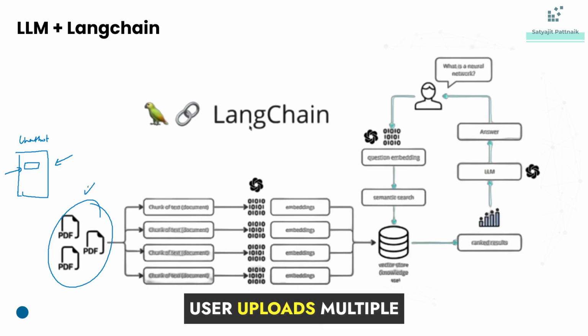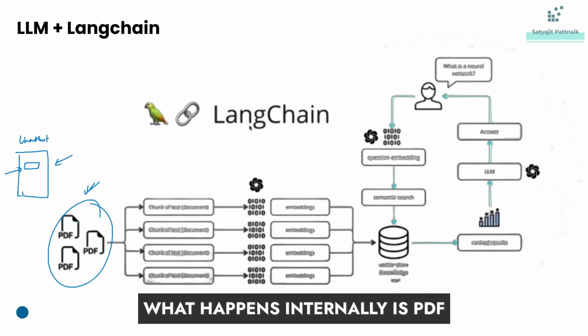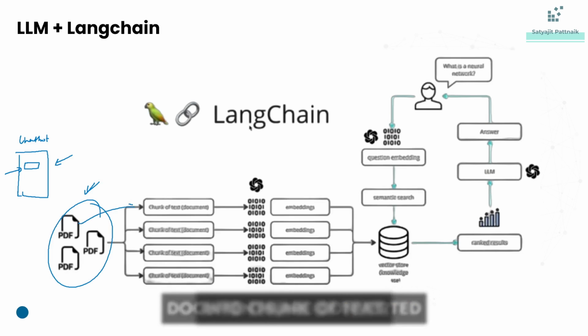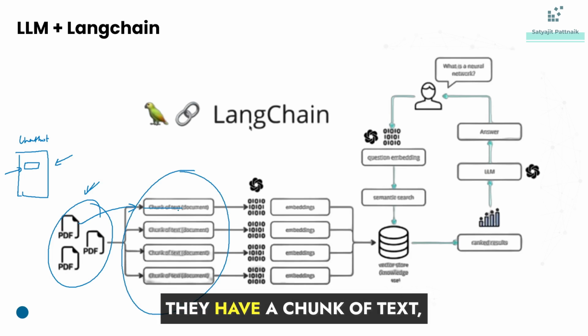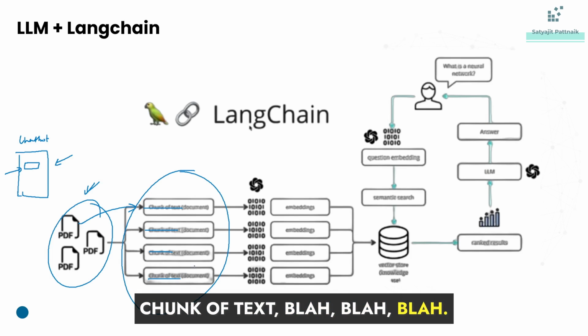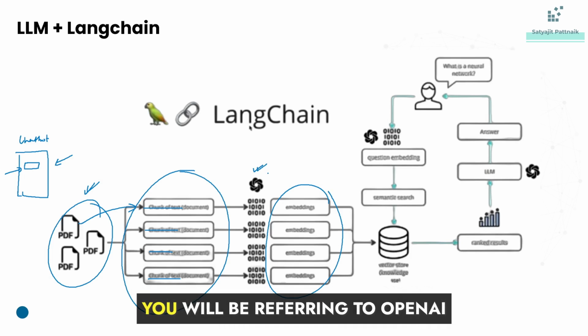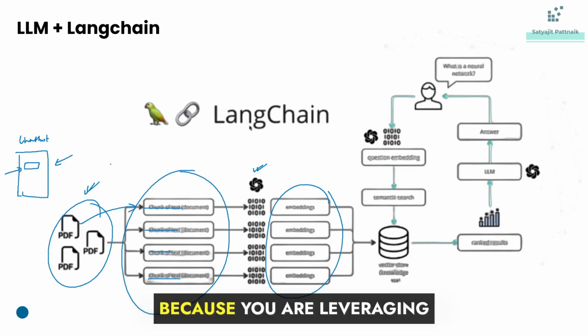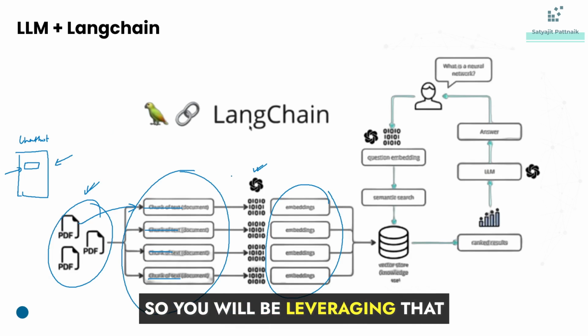So the user uploads multiple PDF documents. What happens internally is that the PDF documents are converted into chunks of text. Now, using NLP techniques, from the chunks of text we are creating embeddings. For these embeddings you will be referring to OpenAI, because you are leveraging OpenAI LLMs. So you will be leveraging that and creating your embeddings.